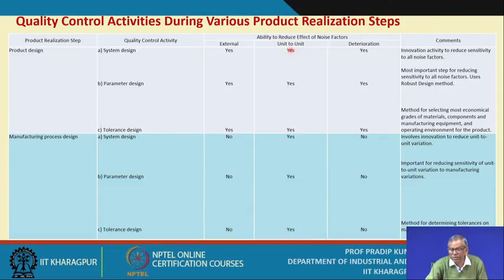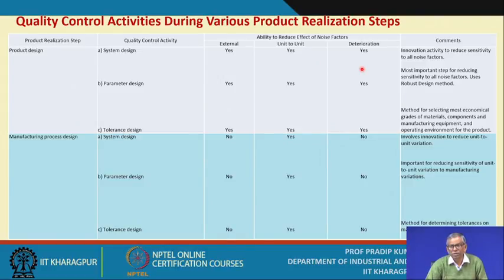Unit to unit variation is another kind of noise factor. And what is the deterioration effect? That means it is product deterioration. Yes, that means countermeasures at the system design you can take against those external as well as the internal noise factors. Let me explain what this unit to unit variation is.